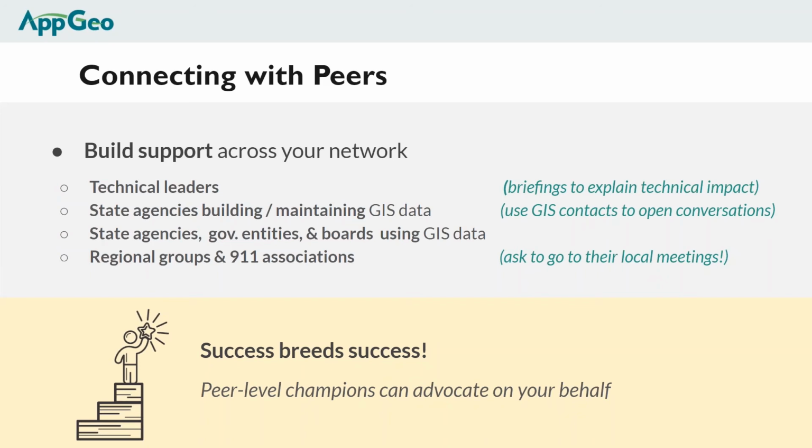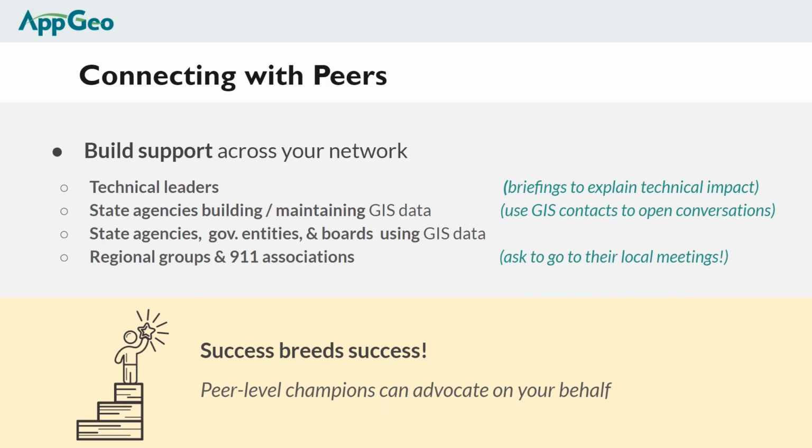Then you have a second group of folks, and those are the state agencies that are actually building and maintaining GIS data already. So these are folks in your real property, your transportation, public works agencies, GIS departments. These are the people who are already involved in data maintenance, and they have something concrete to bring to the table. And the GIO can use their GIS contacts in these organizations to start opening conversations with the agency executives about this new partnership with 911 and the need for their agency to be involved.